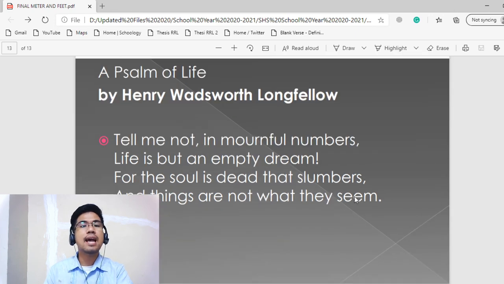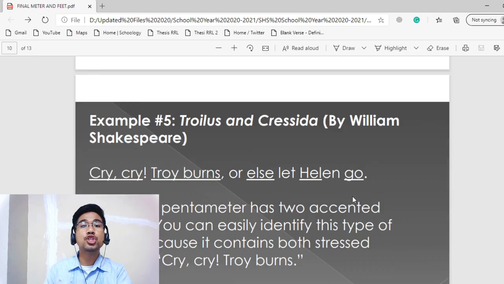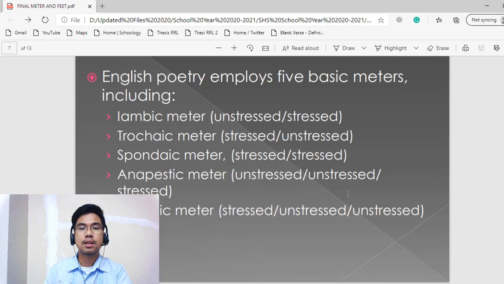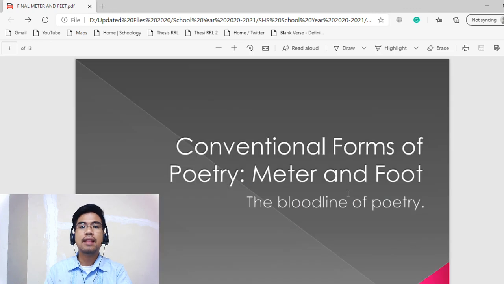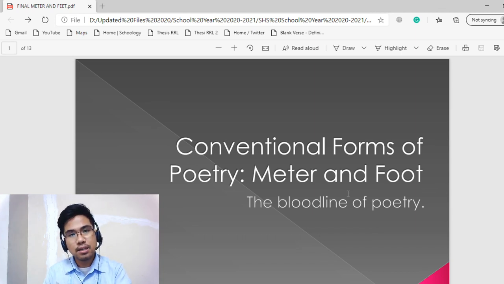So that's how 20 points of your examination would be. Okay, in the first periodical, I have given there 10 different lines. What you're going to do, again, as I've said, get the meter according to sound pattern, and then get the meter according to number of syllables. I hope everything is clear.